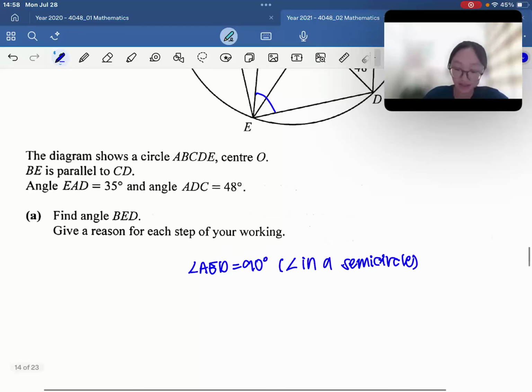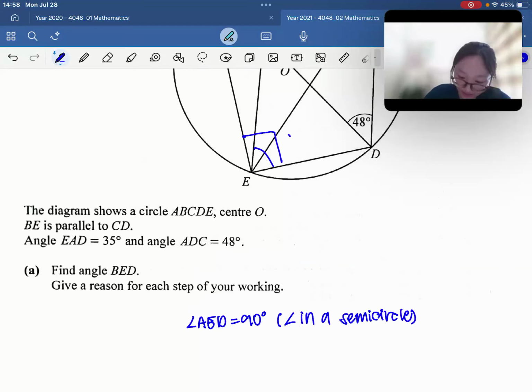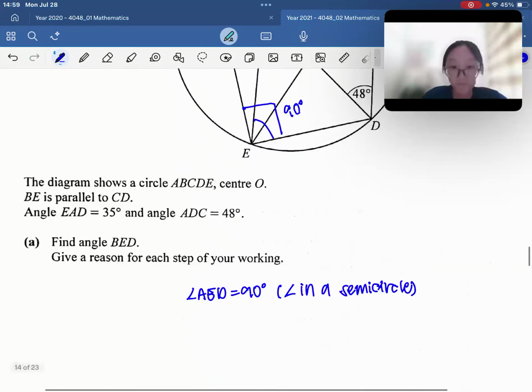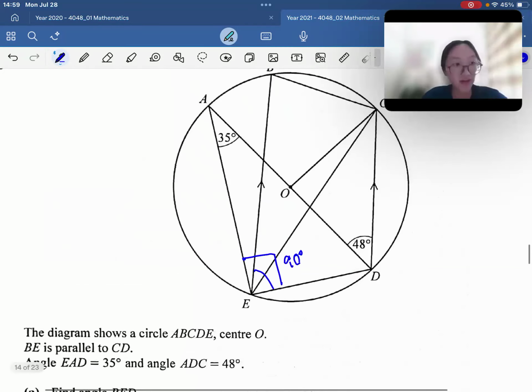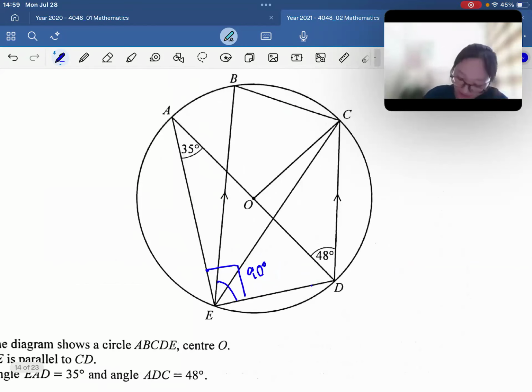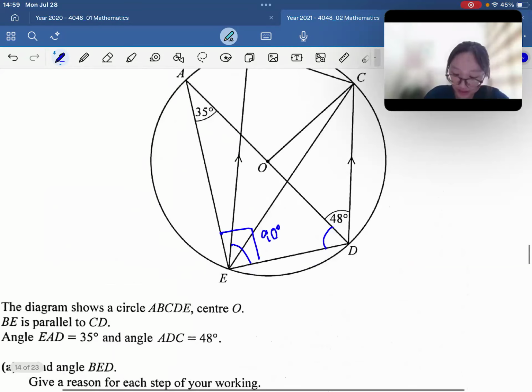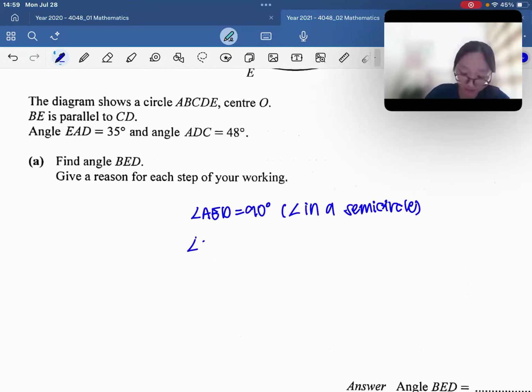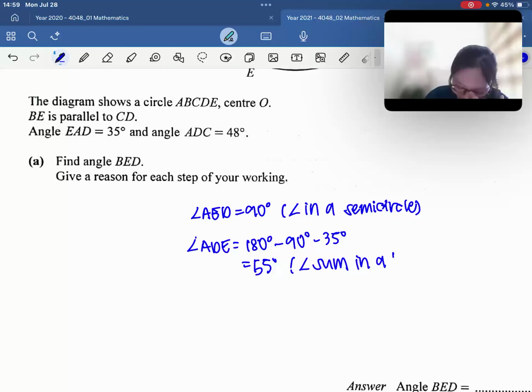So we know that this entire thing here is 90 degrees. Then we can find angle ADE, which is this angle here. How do we find angle ADE? Sum of angles in a triangle. So angle ADE equals 180 degrees minus 90 degrees minus 35 degrees, and this gives us 55 degrees. Angle sum in a triangle.